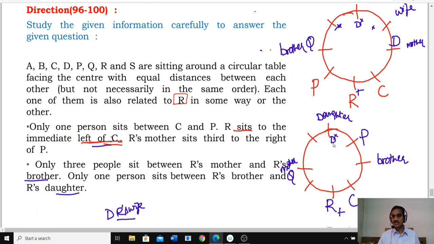Then coming to the second case. D cannot be here. Ikkada kuda D undakoddu. Ikkada unte wife ikkada undali, not possible. D ikkada anyhow cannot be here. D ikkada unte wife ikkada undali, R and R's wife cannot be the same person. D ikkada undakoddu, ikkada undakoddu.